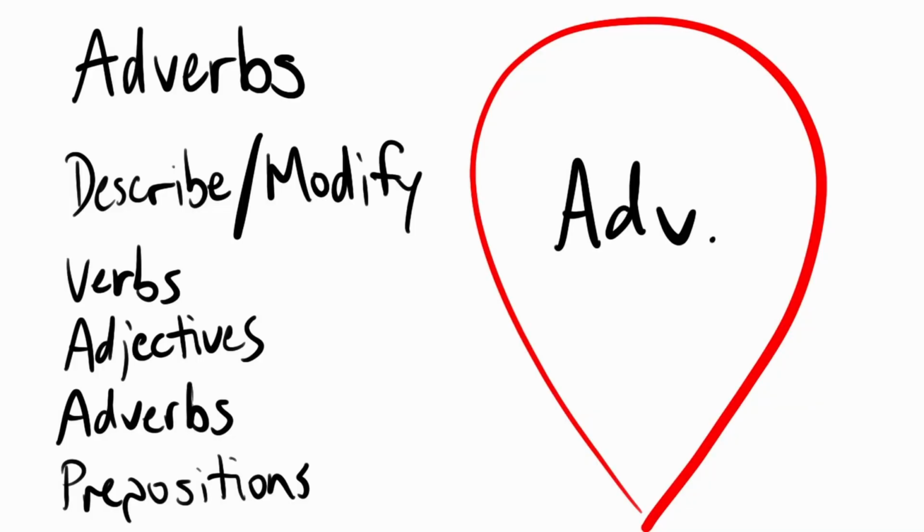English. Today we're going to be talking a little bit more about adverbs. We're going to be talking about 6 different kinds of adverbs, but first I want to talk a little bit more about adverbs generally. So adverbs will generally modify verbs, adjectives, other adverbs, and prepositions.